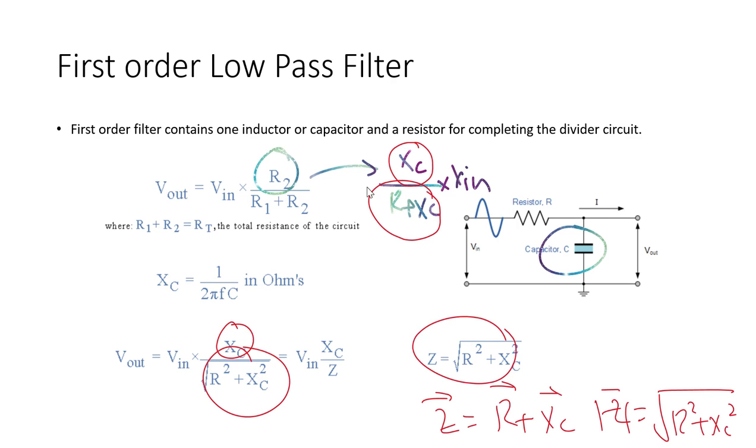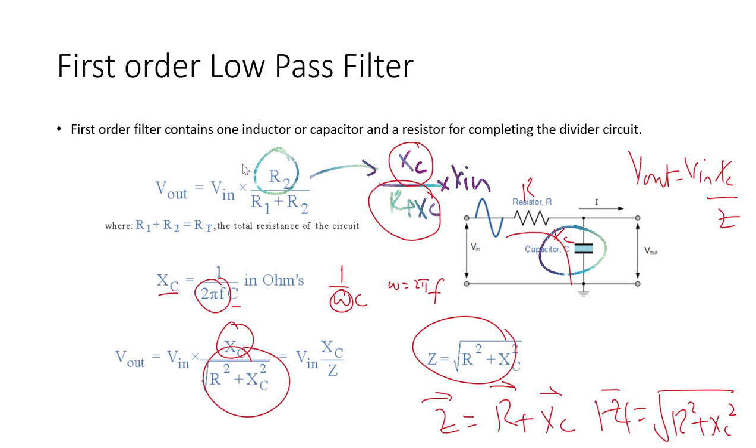So we can write this equation as Vout is equal to Vin times Xc divided by Z. Z is the total path resistance, so R and Xc. Okay. Now what is Xc? Xc is the impedance of the capacitor in terms of ohm. So Xc is 1 over omega c, and omega is 2 pi f. So omega is replaced as 2 pi f and C is written, and this gives us our Xc.